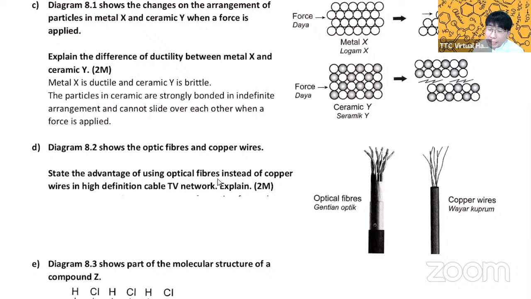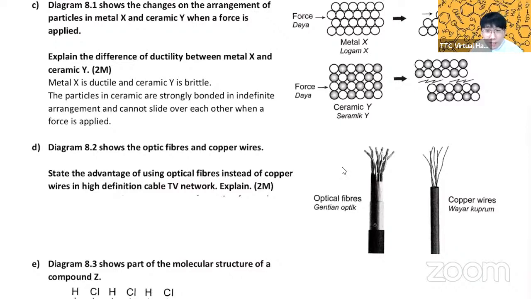You know optic fibre is made of glass and plastic. So instead of copper wires in a high definition cable TV network, why do we, last time we used copper, now we use optic fibre? So how does optic fibre transfer your data? Throw physics away already? Cannot. Still need to use a bit of physics. How does optic fibre transfer data?